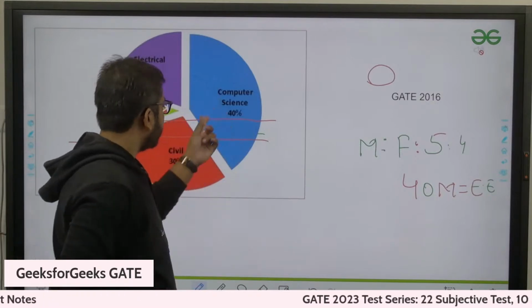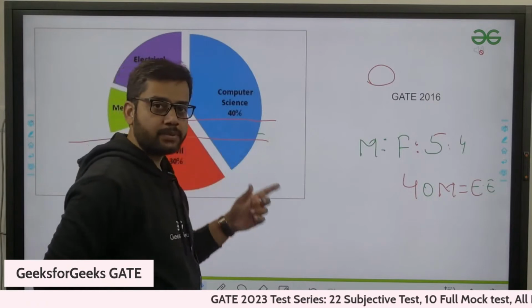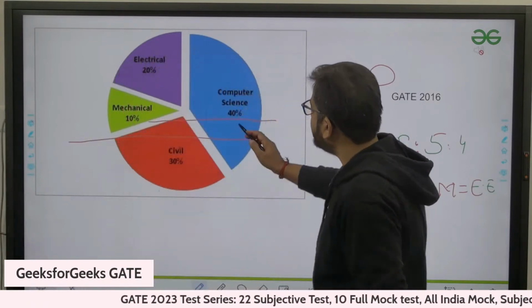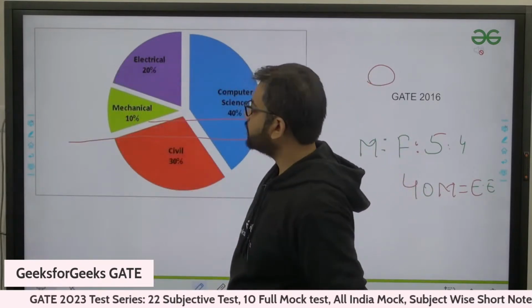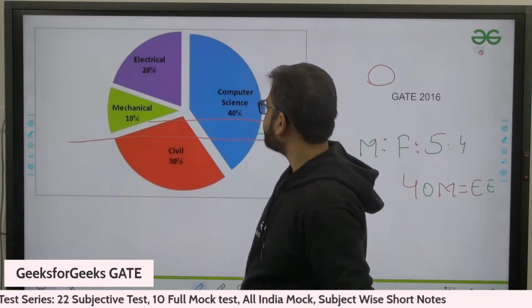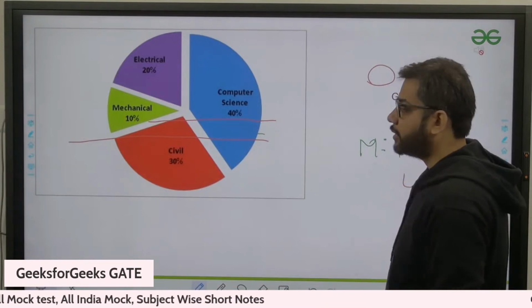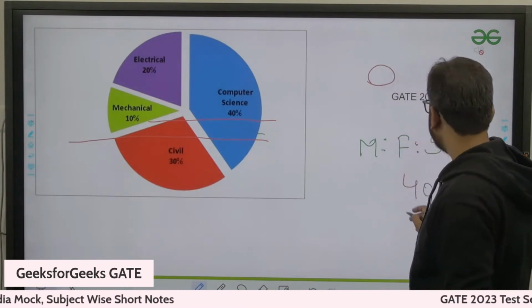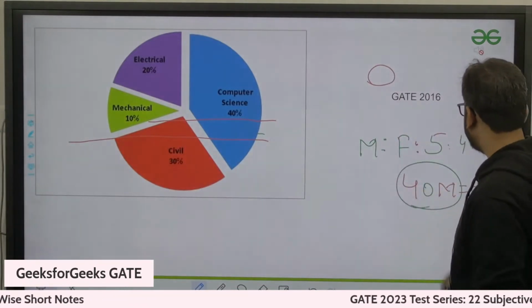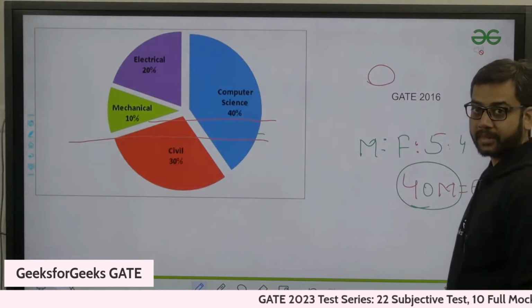Again, whenever it's written as a percentage, try to add it up. If you add 40 plus 20 plus 10 plus 30, this will give you 100. Now what they are saying is the male to female ratio is 5:4, and there are 40 males in electrical engineering.